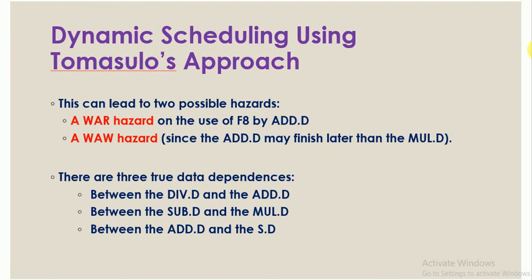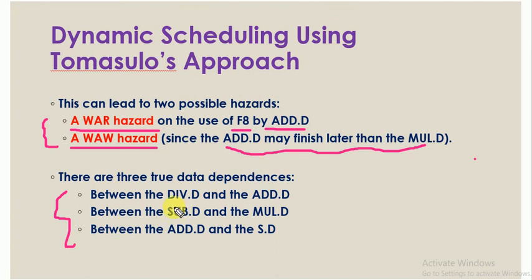Now, because of this, we can have two types of hazards, WAR hazard and WAW hazard. Because of the usage of F8 by the add operation, and because of the order of ADD.D and MUL.D, both writes, write after write. So these two hazards may happen in our previous example. Also, there are some data dependencies I have already mentioned between DIV.D and ADD.D, SUB.D and MUL.D, ADD.D and store S.D. That was already mentioned in the previous example instructions.